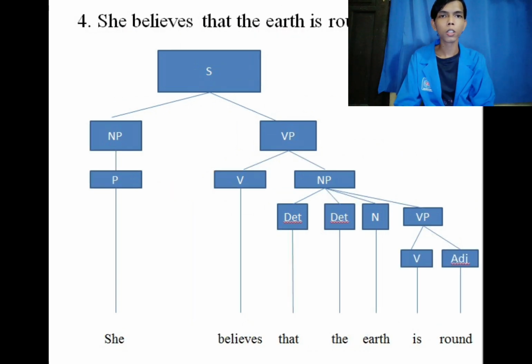Number 4. She believed that the earth is round. She believed that the earth is round is a sentence. The breakdown: she is a noun phrase. She is a pronoun. Believed that the earth is round is a verb phrase. Believed is a verb. That the earth is a noun phrase. That is a determiner. The is a determiner. Earth is a noun. Is round is a verb phrase. Is is a verb. Round is an adjective.